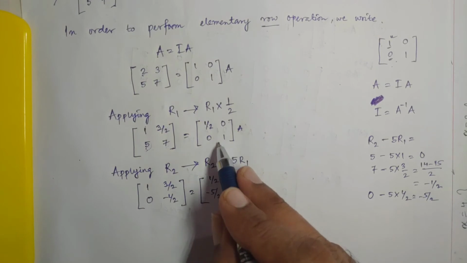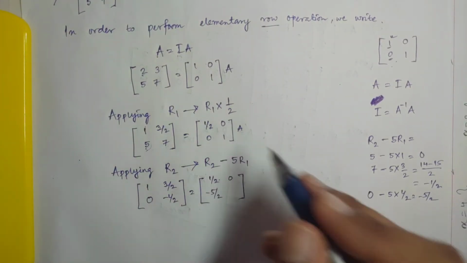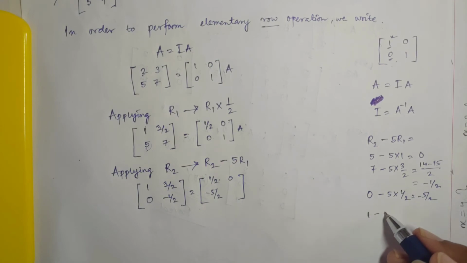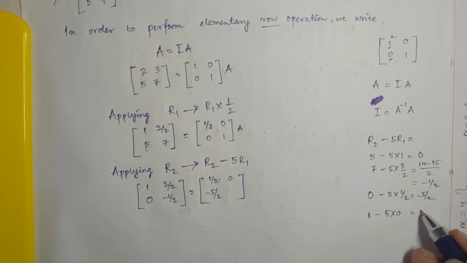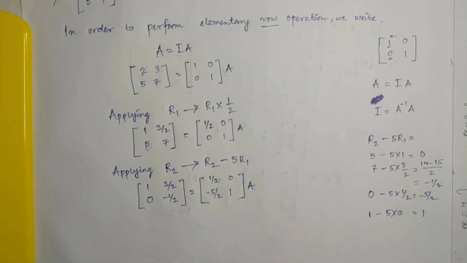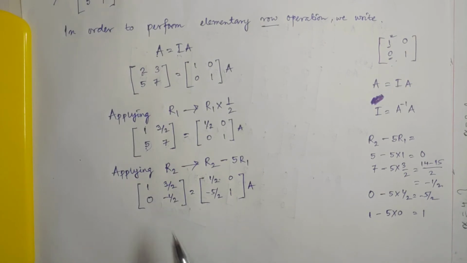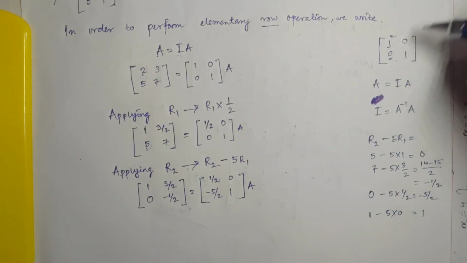Now row 2 element is 1. 1 minus 5 into the corresponding row 1 element, which is 0. So it will be 1. So this one is 1 and that will be A, right? Now you see in here we see minus half, right? But in here it's 1. So how can I get 1 from minus half?